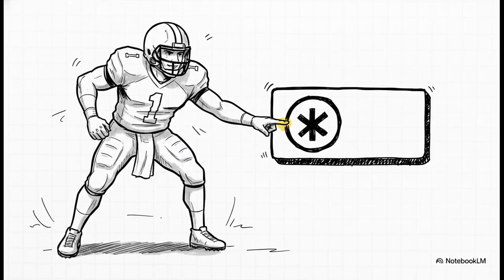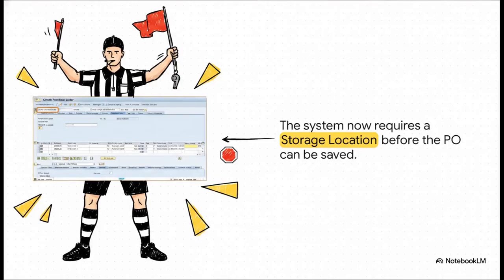So now we add a non-negotiable rule to our play. We're going to make the storage location field mandatory. This is basically like forcing the quarterback to check for the blitz before every single snap. It enforces a critical business rule to prevent errors before they can even happen. And here it is, the direct result. The system now acts like a referee. If the user tries to proceed without entering that storage location, it just throws a flag, stops the whole process, and says, "Nope, enter store location." No excuses, no broken plays.